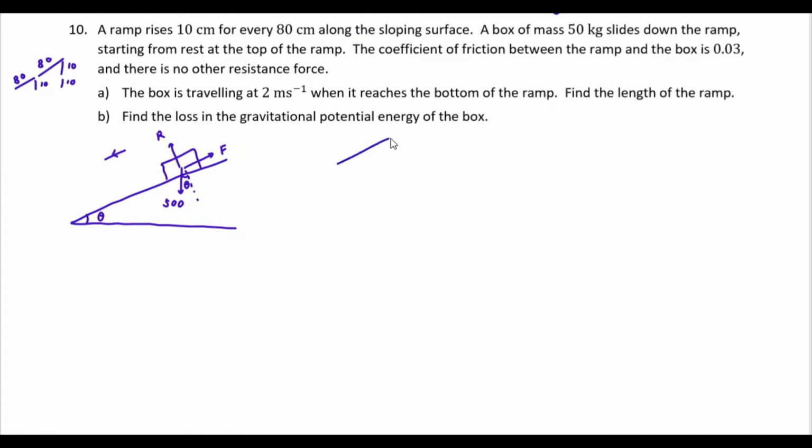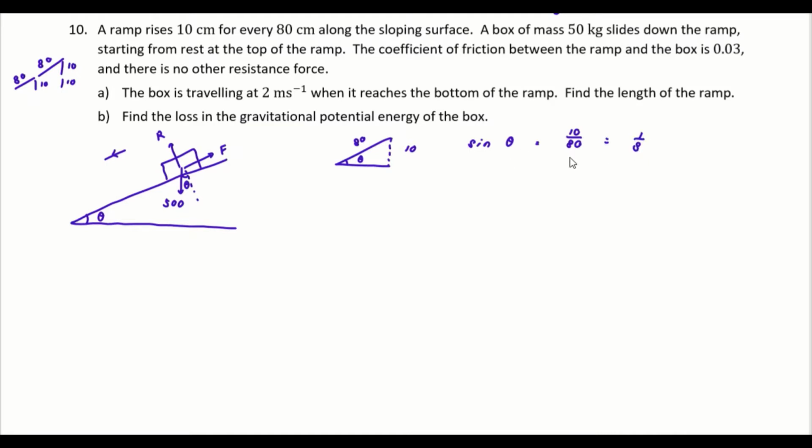Which means when we look at the theta, it will just follow the ratio of 10 and 80. So that's why this can help us to solve the sine. So sine theta will be equal to opposite over hypotenuse, right? So 10 over 80, which gives us 1 over 8.